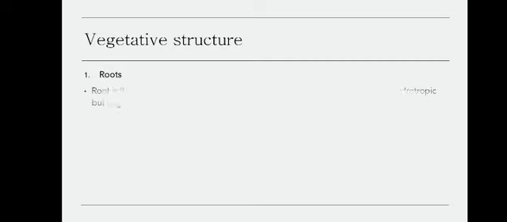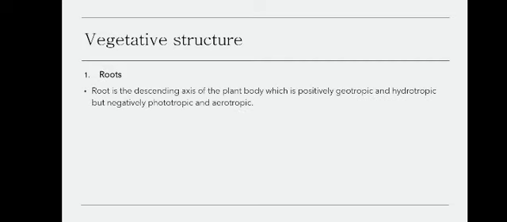Roots. The root is a descending axis of the plant body which is positively geotropic and hydrotropic but negatively phototropic and aerotropic. Positively geotropic and hydrotropic means they are a descending axis. In soil, roots are grown.